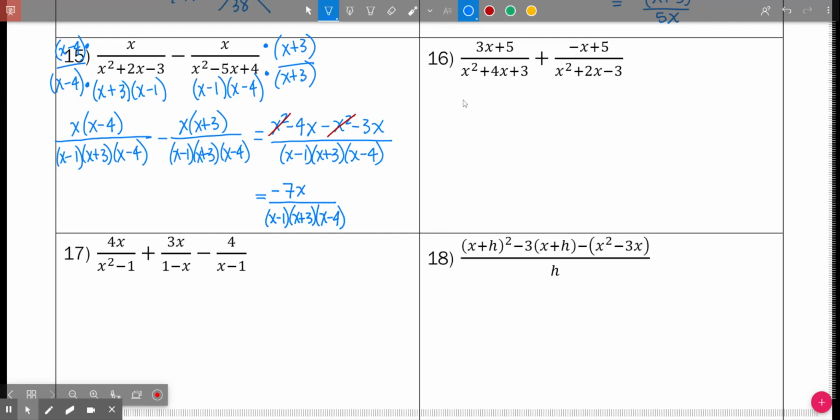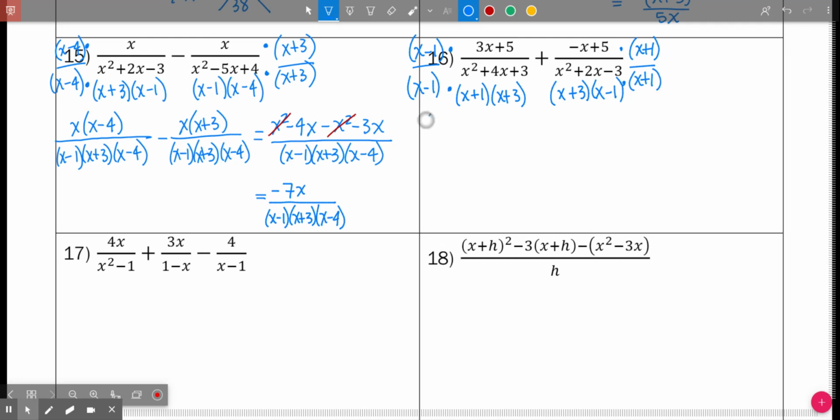In number 16, when I factor my denominator, this is x plus 1 times x plus 3, and this is x plus 3 times x minus 1. So this one doesn't have an x minus 1, so I'm going to multiply the top and the bottom by x minus 1. This one doesn't have an x plus 1, so I'm going to multiply the top and the bottom by x plus 1.